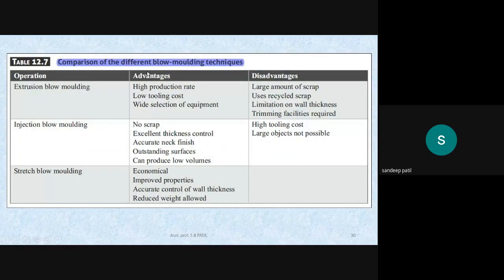So, a comparison of the different blow molding techniques: extrusion blow molding, injection blow molding, and stretch blow molding. In extrusion, there is a high production rate and a large amount of scrap, but low cooling cost and a wide selection of equipment. Injection has no scrap, excellent thickness control, accurate neck finish, and can produce low volumes. Stretch blow molding is economical, with improved, accurate control of wall thickness and reduced weight allowed.